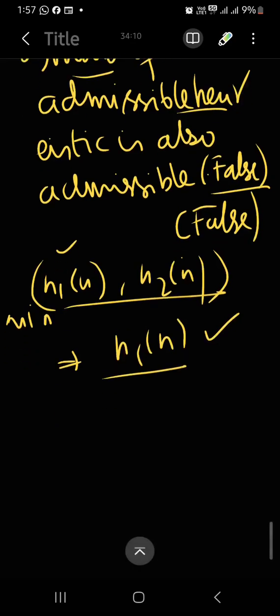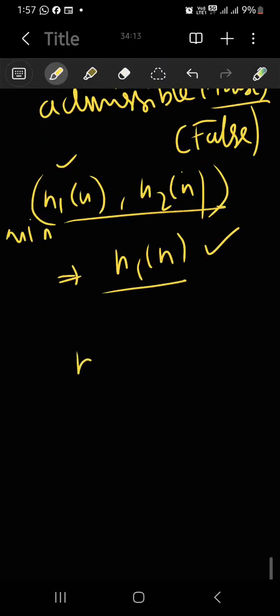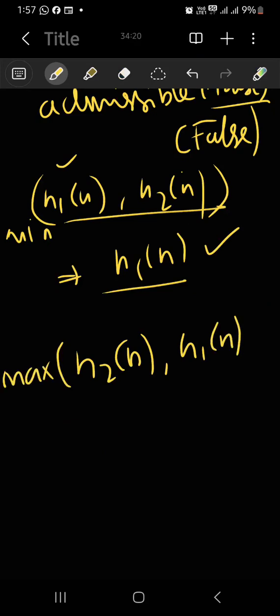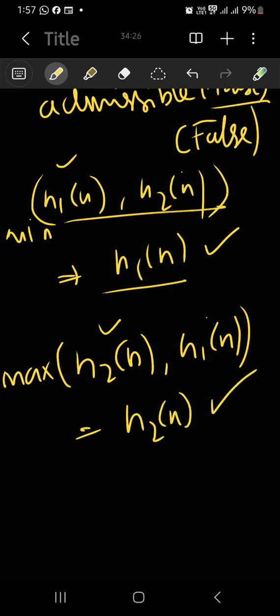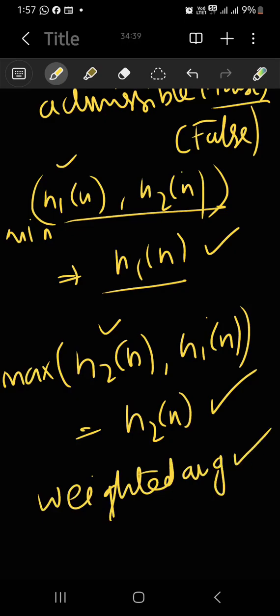Similarly, let's say there are two admissible heuristics, h2(n) and h1(n), and I take the maximum between the two. Let's say h2 is bigger, so I will get h2(n), and this is also admissible. So only maximum and minimum operations give an admissible heuristic, and there is one more thing, which is weighted average. The weighted average of two admissible heuristics will also give an admissible heuristic. You need to keep these things in mind.